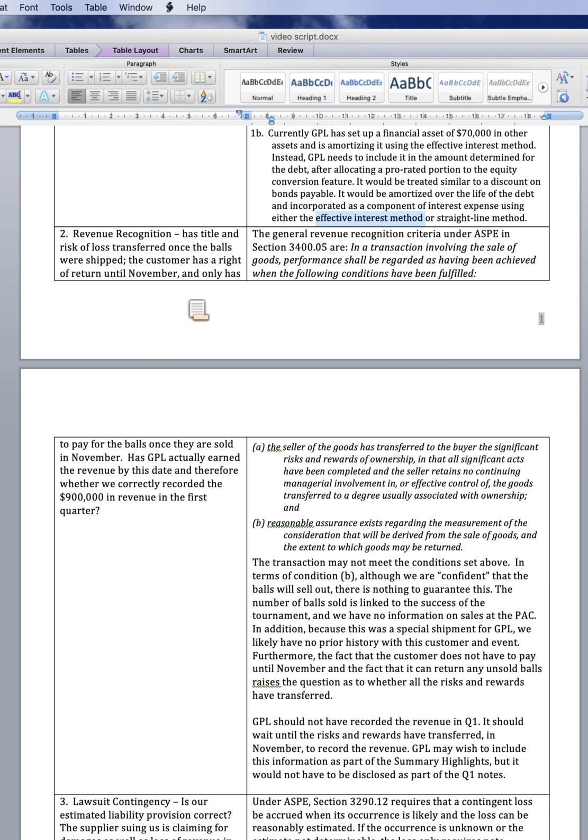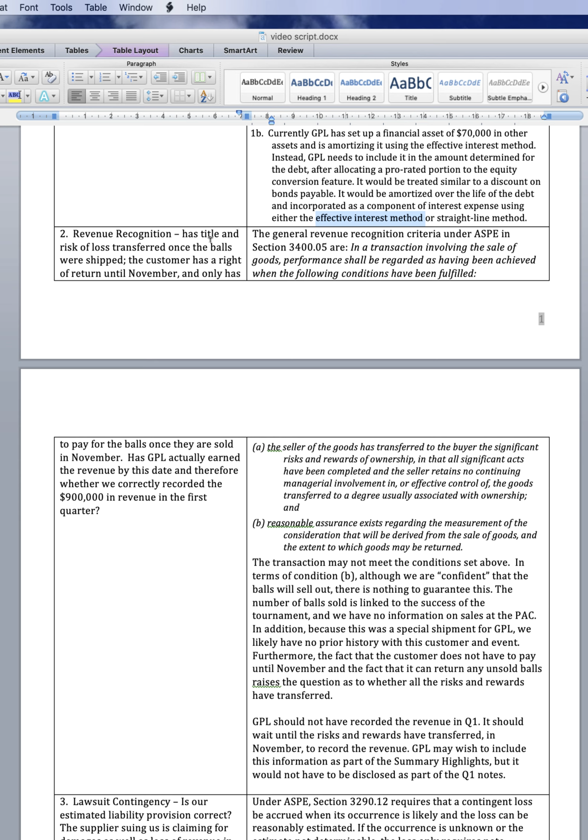It says here that the company has title and risk of loss transferred once the balls were shipped. That's our question. Has the title and the risk of loss transferred once the balls are shipped? That's the product. It says the customer has a right of return until November and only has to pay for the balls once they're sold in November.